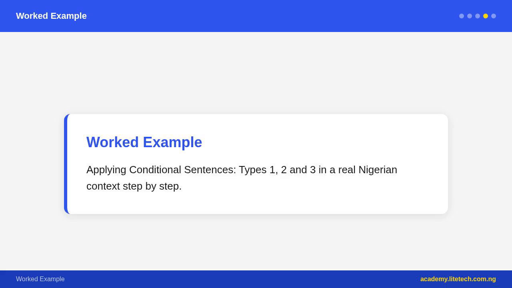Common errors. 1. Using will in the if clause. Wrong: if she will come, we will go. Correct: if she comes, we will go. 2. Confusing type 2 and type 3. Type 2 equals imagining a different present/future. Type 3 equals imagining a different past. 3. Using was instead of were in type 2. Formal: if I were rich. Not: if I was rich, in the BECE context.